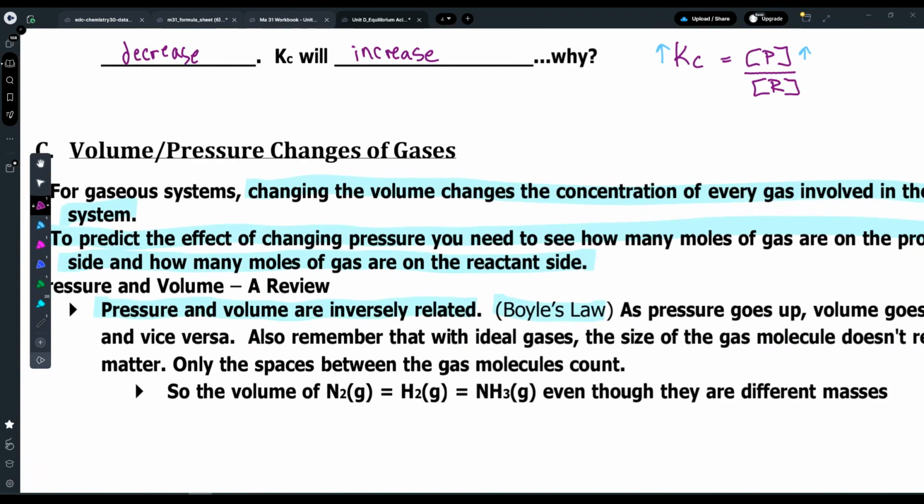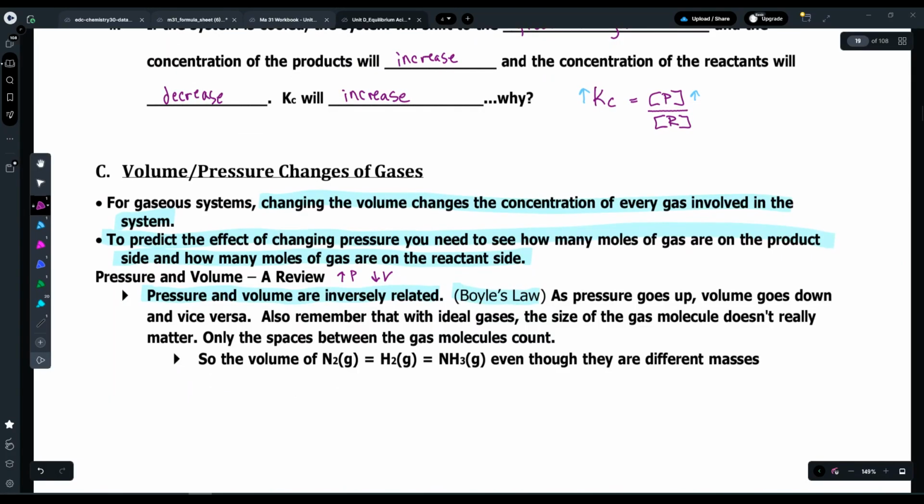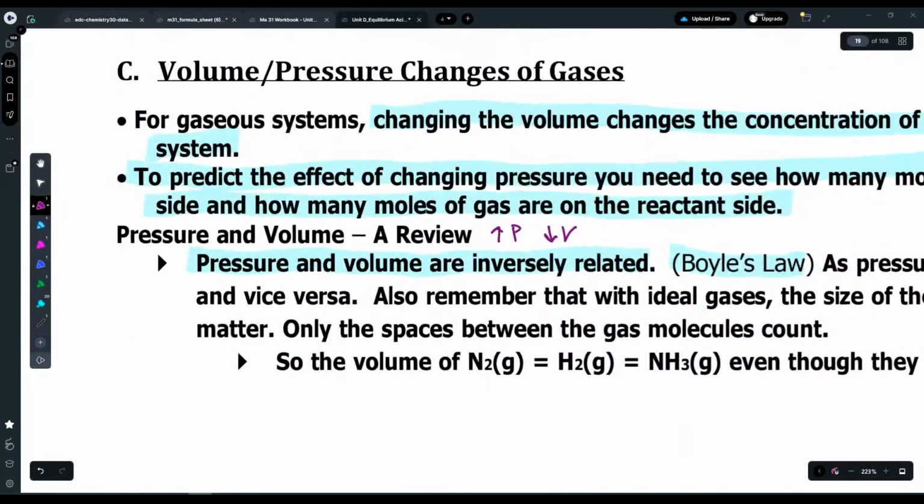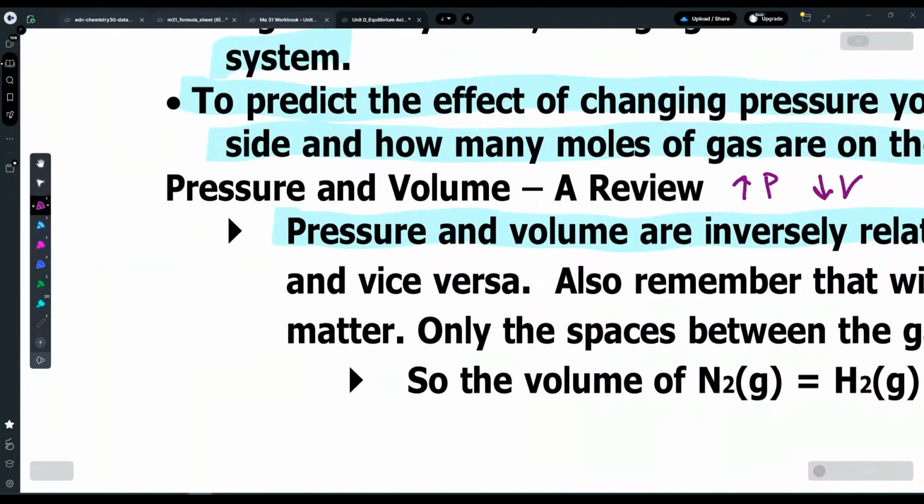So for example, if pressure increases, that's going to cause volume to decrease, or vice versa. If you decrease volume, that is going to result in an increase of pressure. So as pressure goes up, volume goes down, and vice versa. The vice versa would be that if pressure decreased, that would result in an increase of volume of a container.